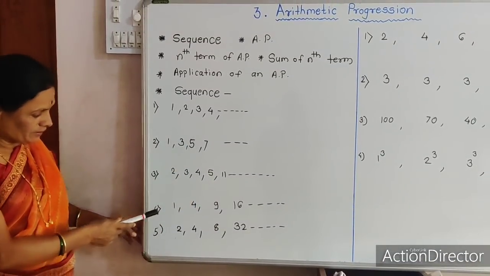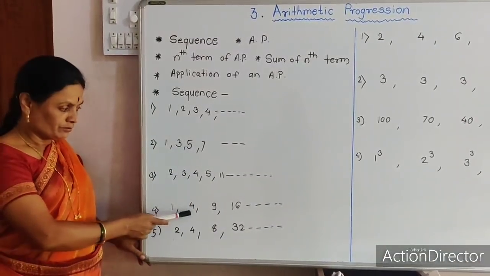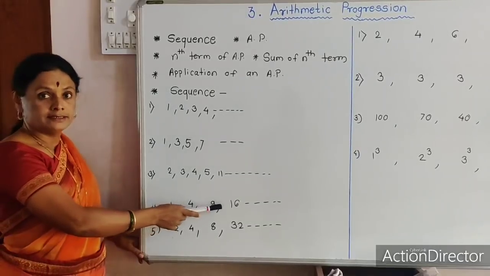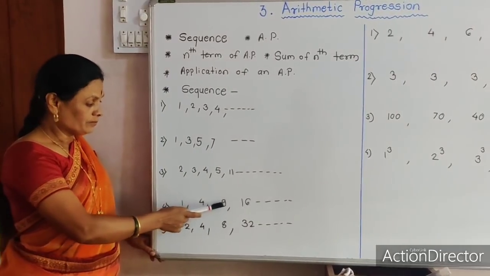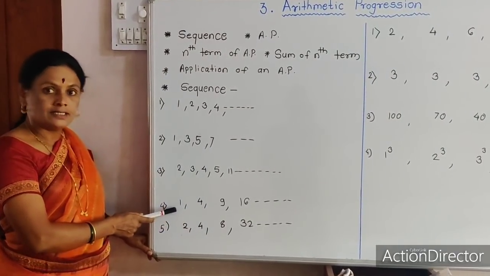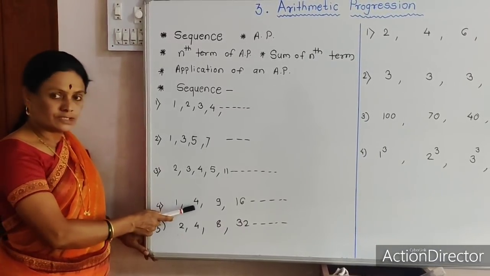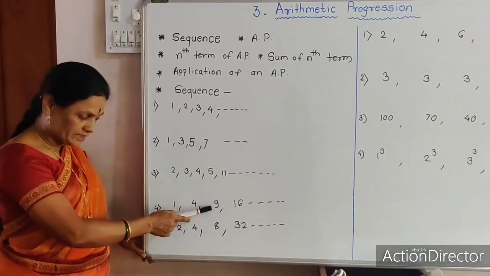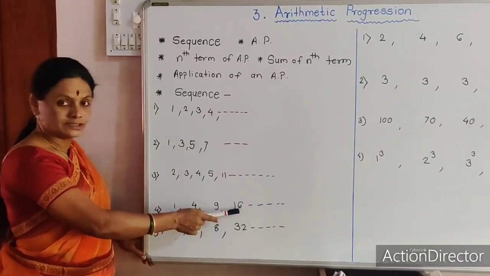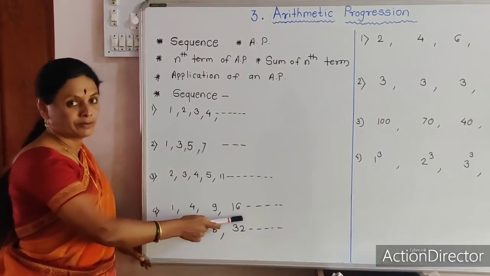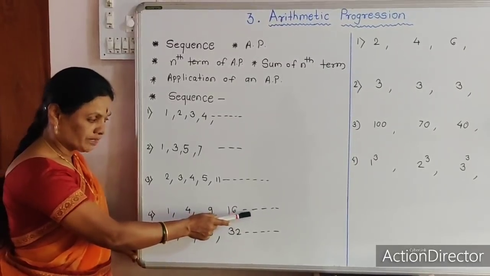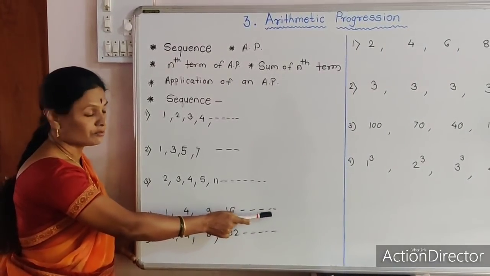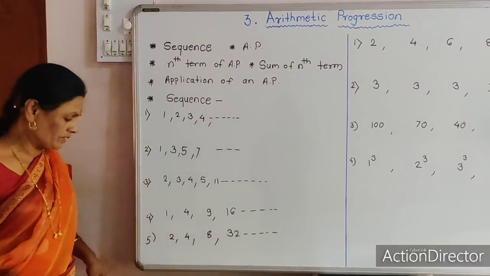In the next example, 1, 4, 9, 16. All these numbers are perfect squares. 1 is the square of 1, 4 is the square of 2, then the square of 3, and the square of 4 is 16. These are the perfect squares. We can write the next terms here, 25, 36, 49, in the same way.